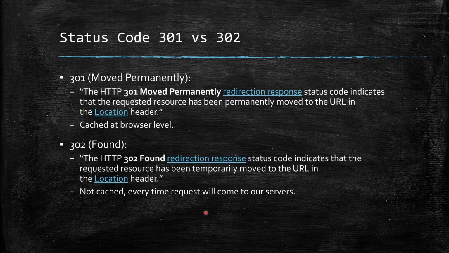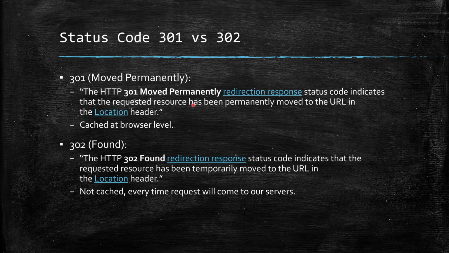Both of these are used for redirection, but they have a slightly different purpose. So let's look at it. So 301 means moved permanently, and as per the official documentation, I'll read what it says. The HTTP 301 moved permanently redirect response status code indicates that the requested resource has been permanently moved to the URL in the location header. So this is basically saying, hey, this URL is permanently moved to this particular location now.